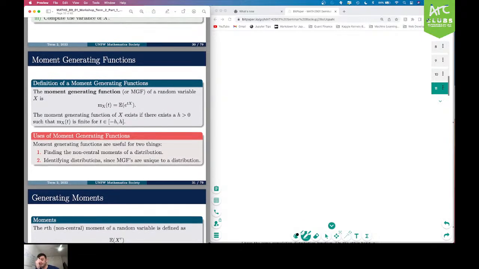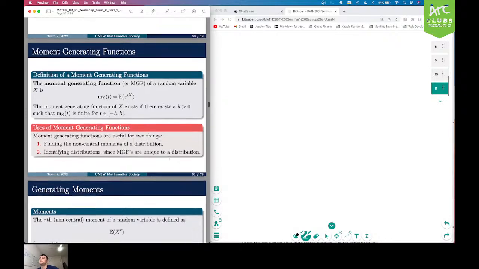Another way in which we can use moment-generating functions is to identify distributions. Each distribution has its own moment-generating function, and by observing that moment-generating function, you can then say, okay, this is going to be a gamma distribution or a Poisson or binomial or whatever. So each moment-generating function is unique to a distribution. They belong to that particular distribution.